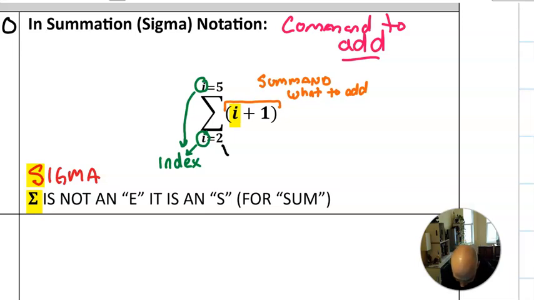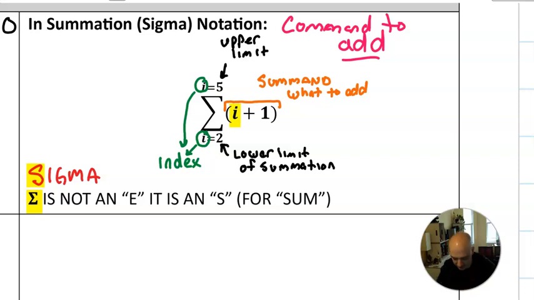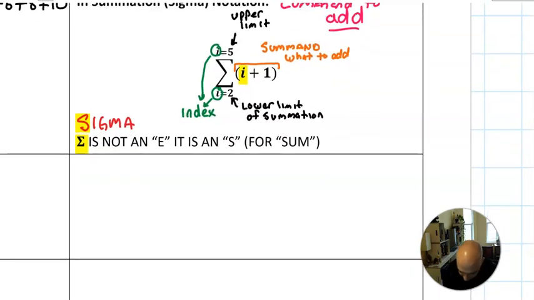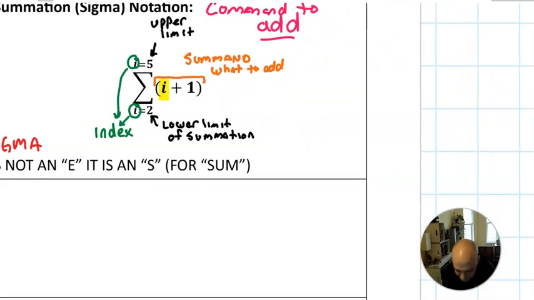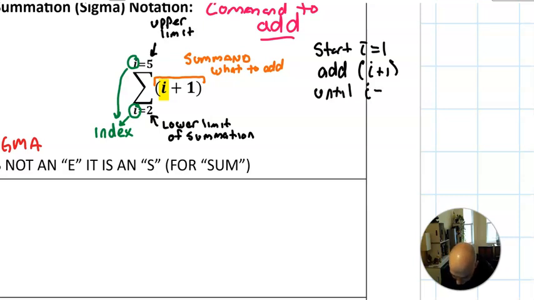So we're going to plug numbers in to this I in the equation because I is the name of our index. The 2 is called the lower limit of summation, or casually just the lower limit. And the 5 is called the upper limit of summation, casually just the upper limit. And so you read this as saying, start at the lower limit, add the summand I plus 1, and this will change depending on the problem, until I equals 5.